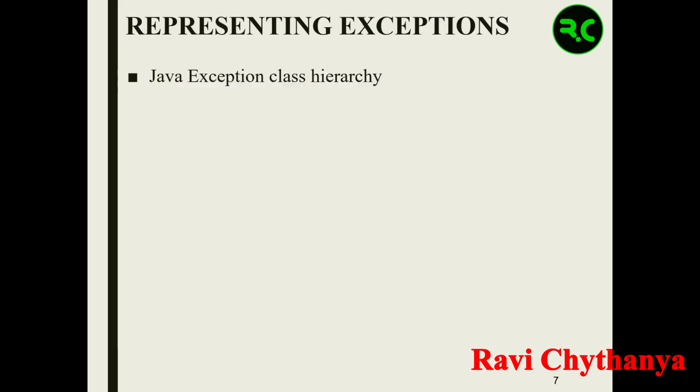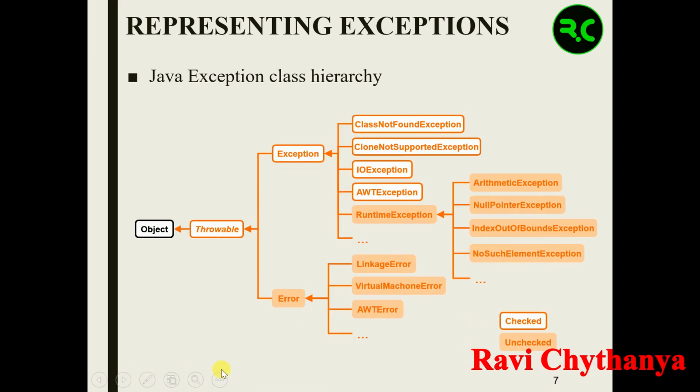Right. So representing the exceptions, we can have the class hierarchy for the exception like this. So this object is the superclass for all the exceptions, and throwable is the subclass of the object class, and throwable is the superclass for exceptions as well as errors. And in the exceptions, we have two kinds of exceptions: checked exceptions and unchecked exceptions. The checked exceptions are class not found exception, clone not supported exception, IO exception, AWT exception, and so on.